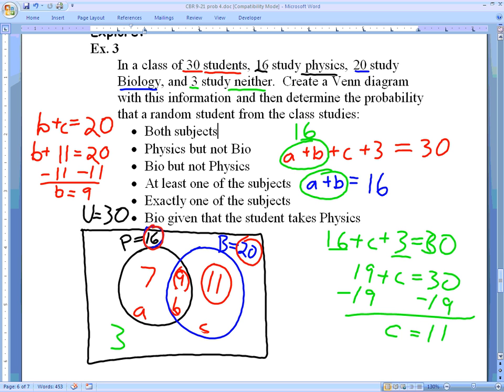If I add them all up now, 7 plus 9 I know is 16, plus this 11 here gets me up to 27, plus this 3 here adds up to my grand total of 30. So I know everything checks out. And now we can start answering our questions. I'm going to erase my work at this point, so we've got a little extra room here.